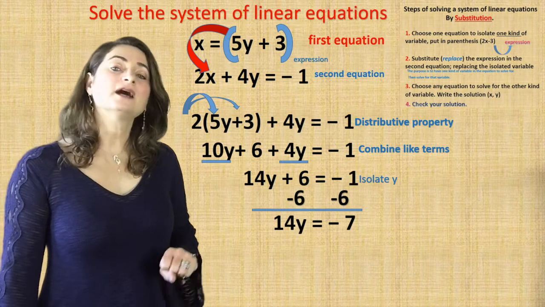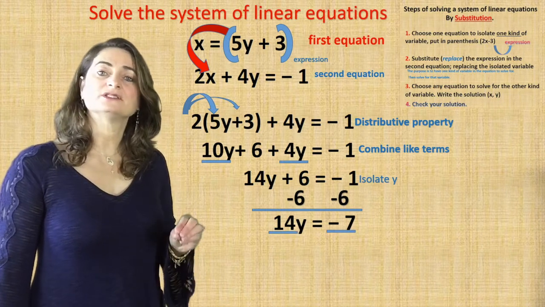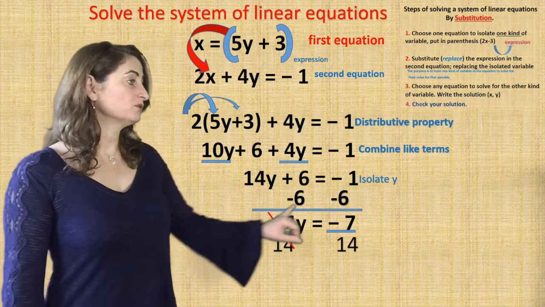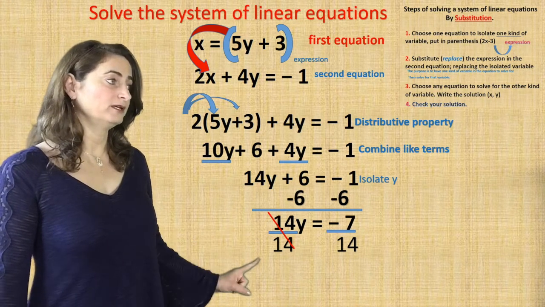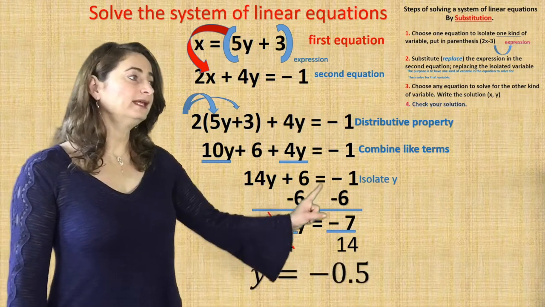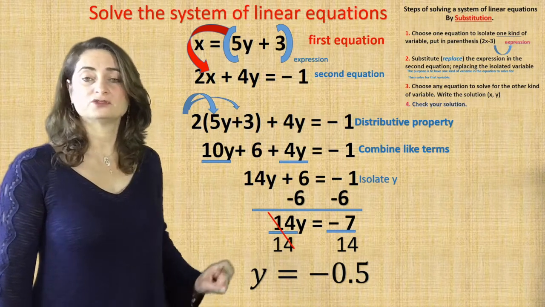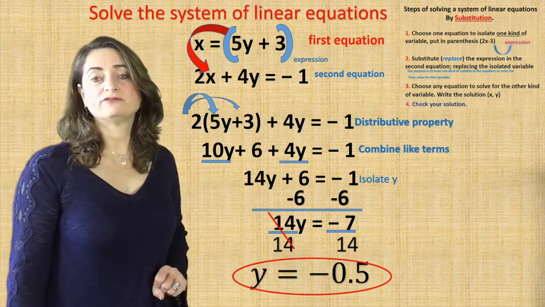14y means 14 times y. Still y is not isolated, so the inverse operation is to divide both sides by 14. So divide both sides by 14. 14 divided by 14 is 1. 1 times y is y equals -7 divided by 14, which is -0.5. So I know now that y equals -0.5.